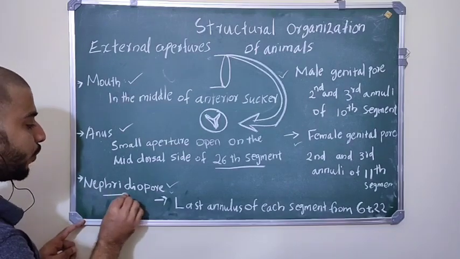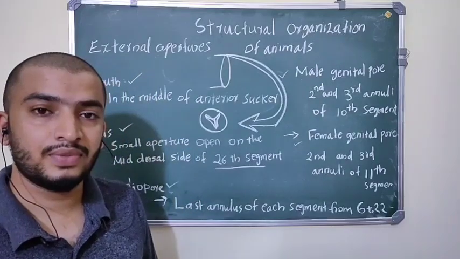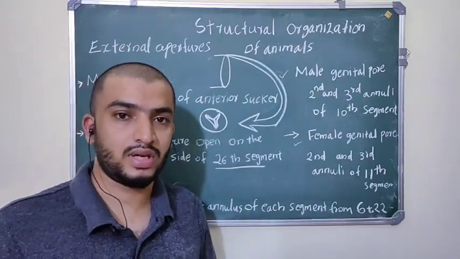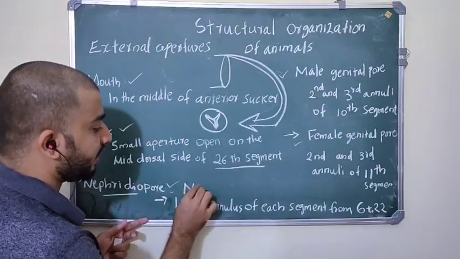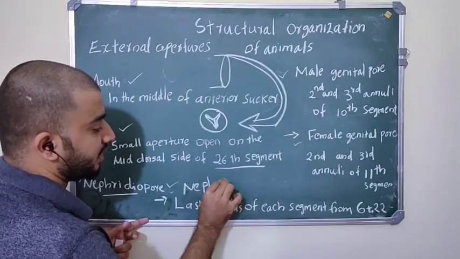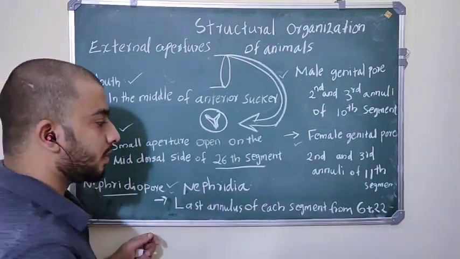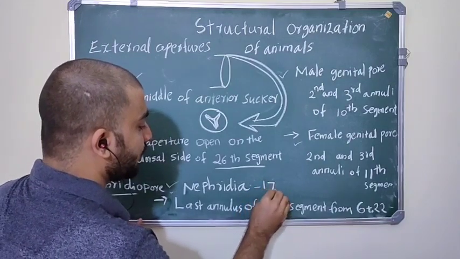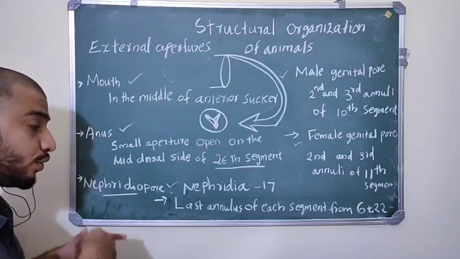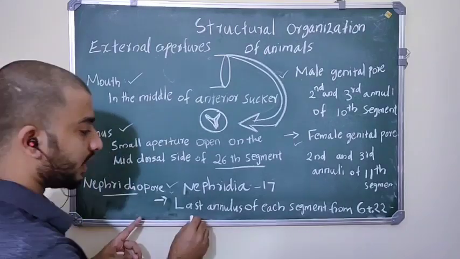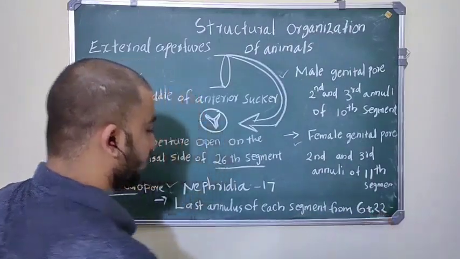Then the nephridiopore. Nephridiopore means the opening of the nephridia. What is nephridia? The excretory organ present in the leech is called nephridia. This nephridia opens by 17 pairs of nephridiopores. Where are they situated? These nephridiopores are situated on the last annulus of each segment from 6 to 22.